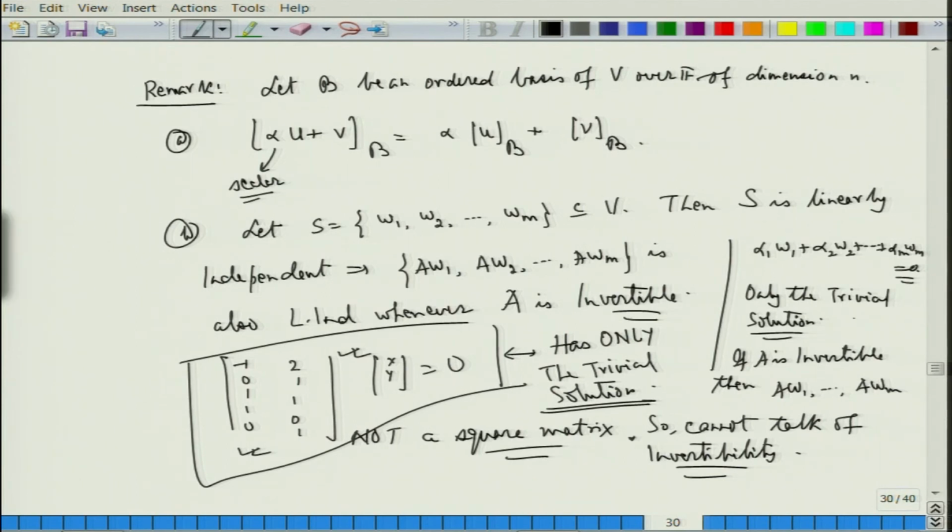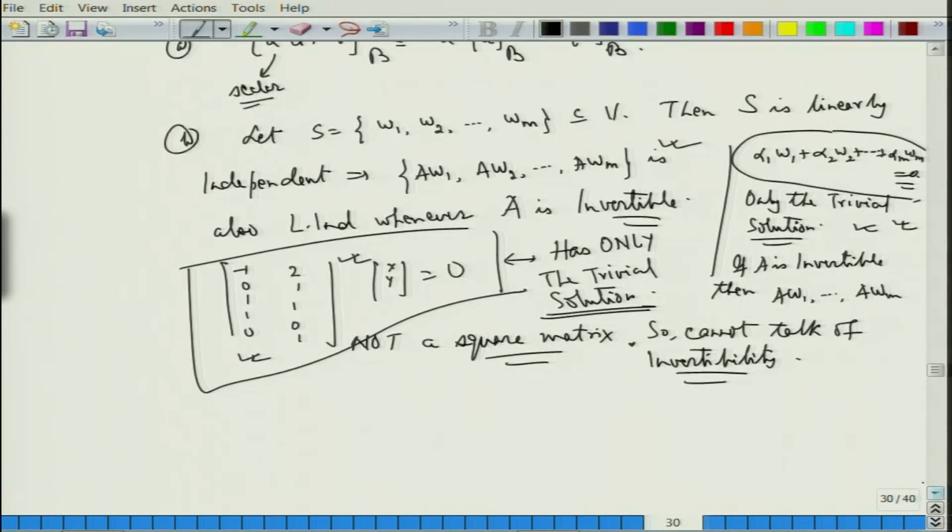because of this result, that when I look at alpha 1, w1 and so on, this system has only the trivial solution, and therefore these are linearly independent. So in some sense, linear independence and invertibility are playing a similar role. So what we are saying is that S is linearly independent will imply that this is linearly independent. Fine. Now if this is linearly independent, what does it mean? I am thinking of A as the basis vector.